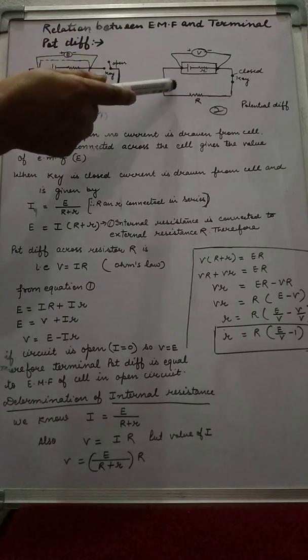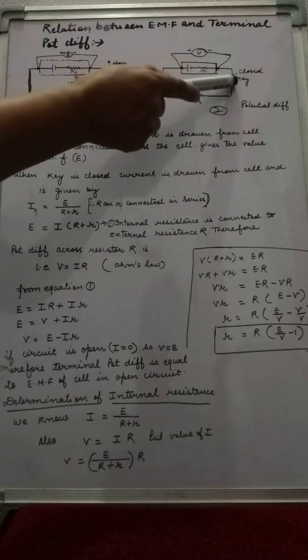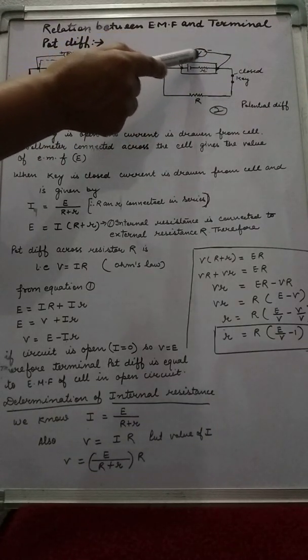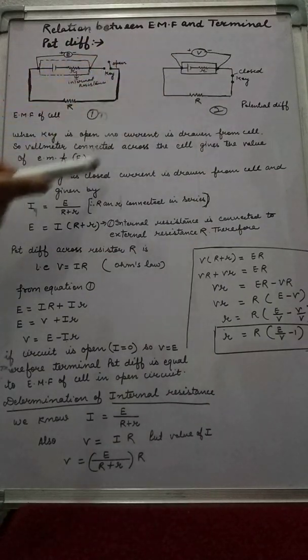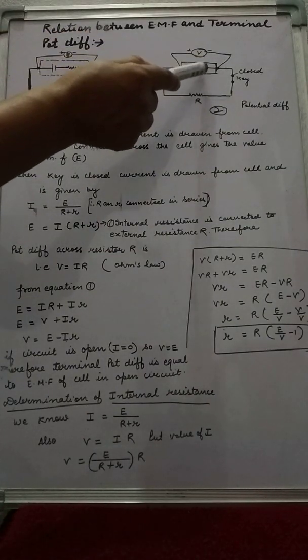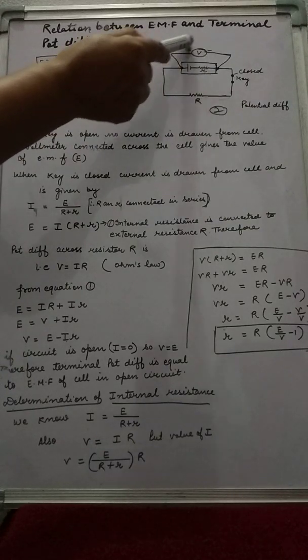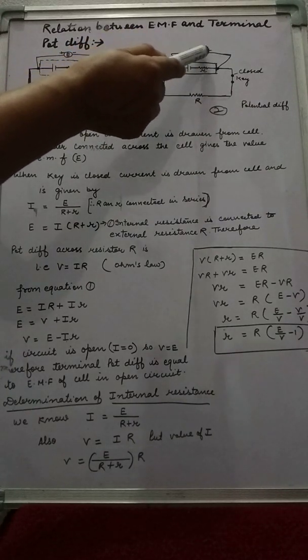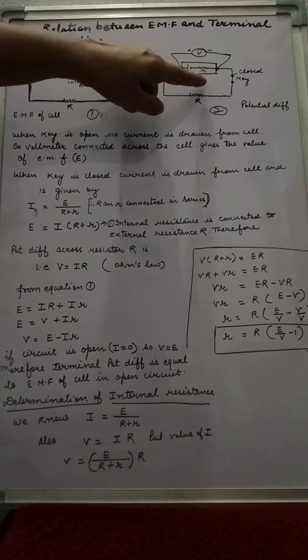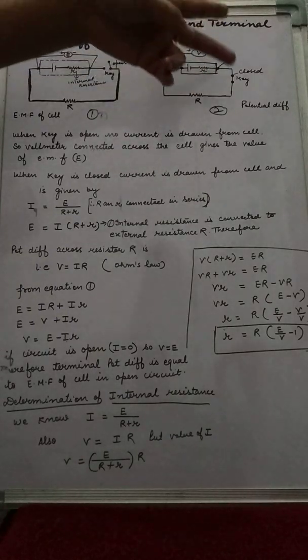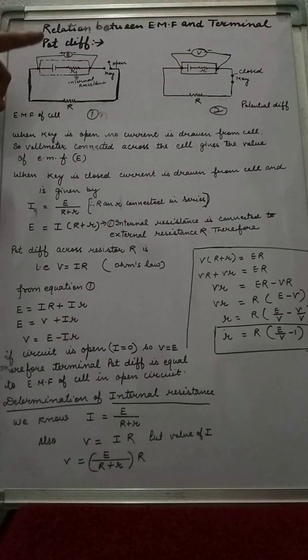And in the second circuit, when the circuit is closed, the voltmeter connected across the cell and its internal resistance gives the value of the potential difference. This is called the terminal potential difference when the circuit is closed, and when the circuit is open, the voltmeter connected here gives the value of the EMF.